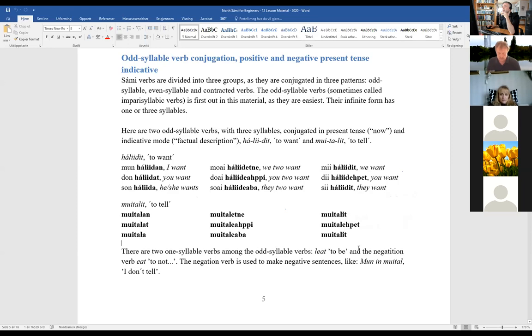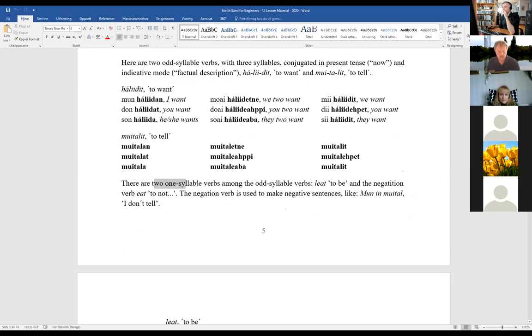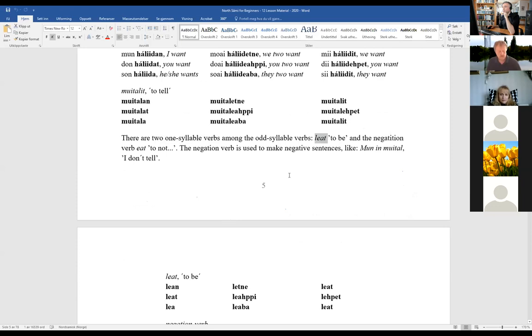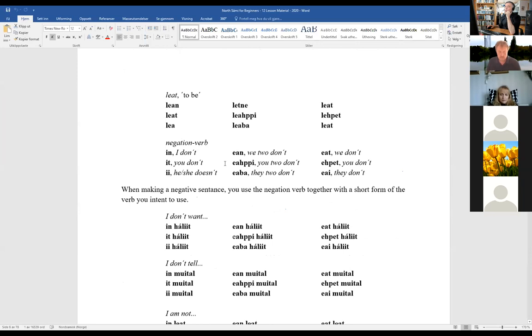And there are also two one-syllable verbs. One of them is lat, to be, and at, we're not. Do not be, that's also a verb. It's not so common for Indo-European languages, but now we will see somebody's talking here on the chat. So you can drop the pronoun since it's contained in the verbs, yes.